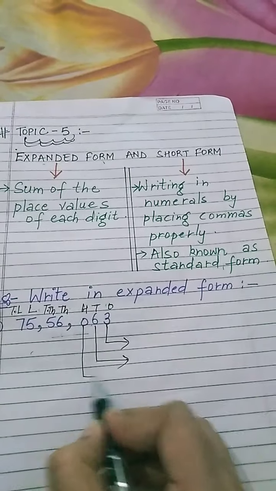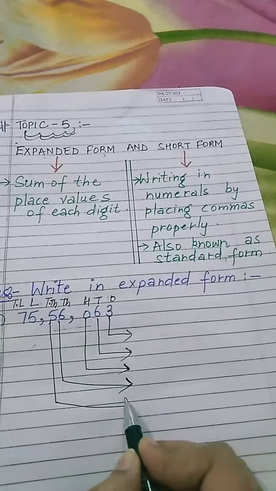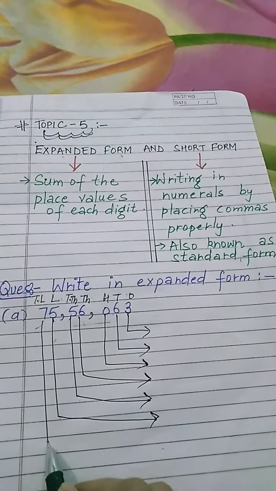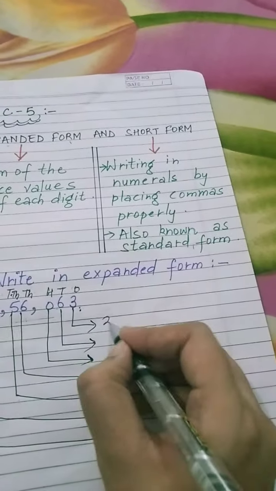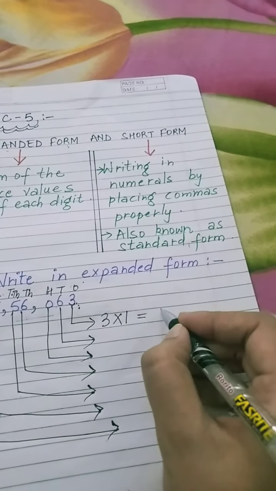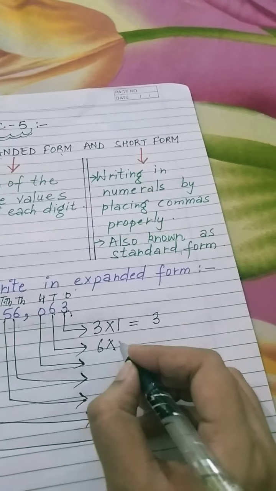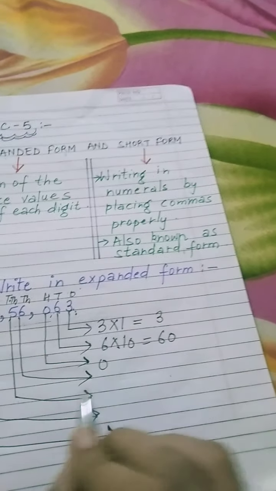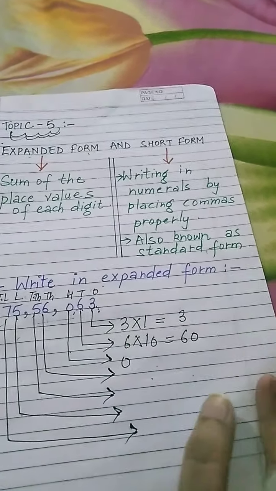Just put arrows first of all, as it will be easier for you to calculate. Now starting from the right, 3 multiplied by 1, as 3 is at the ones place, is 3. Next, 6 is at the tens place, so we will multiply it by 10, that is 60. Now 0, there is no need for multiplication, as after multiplication it will again be 0.